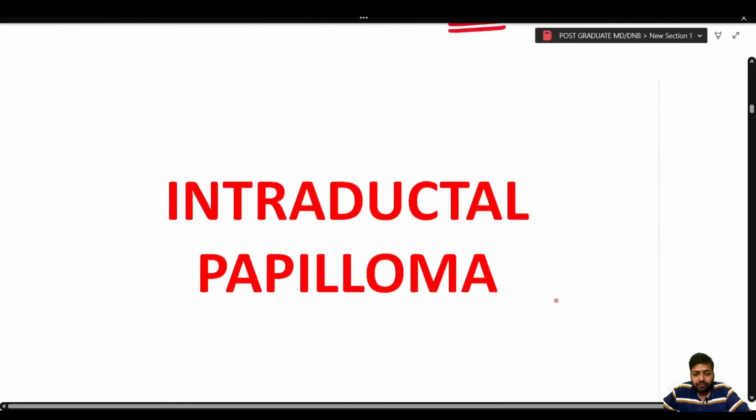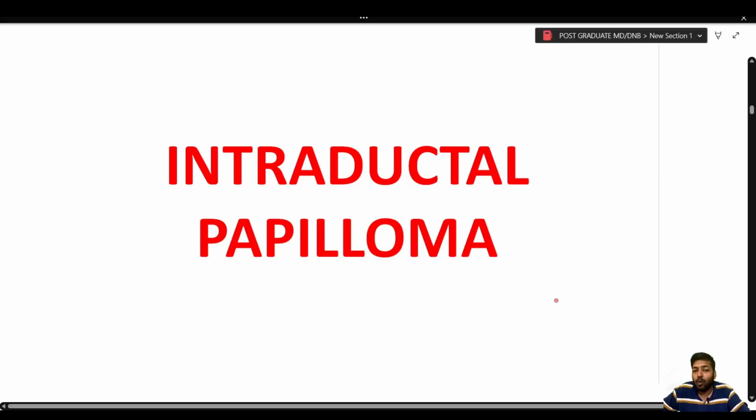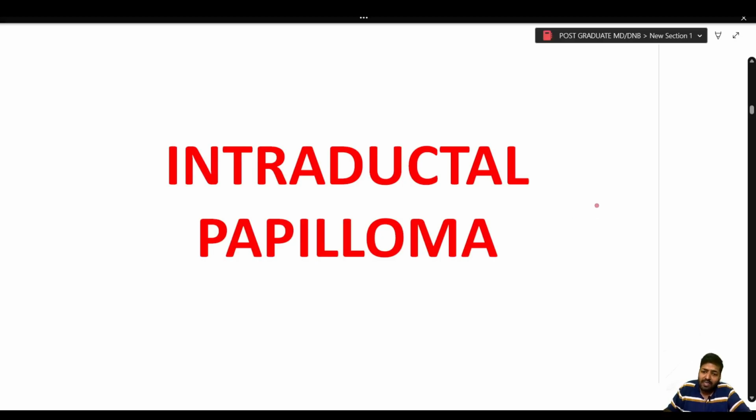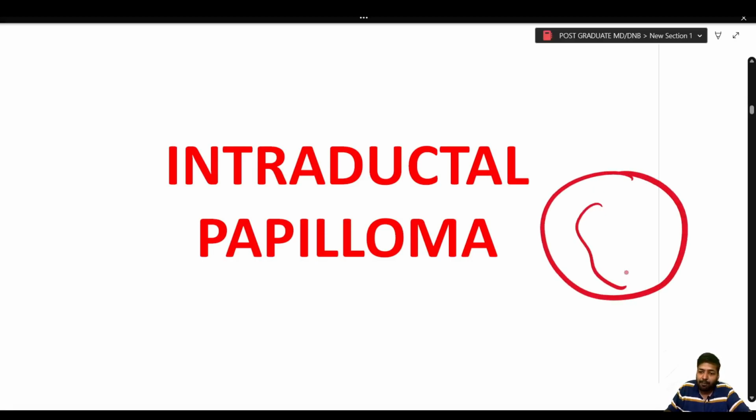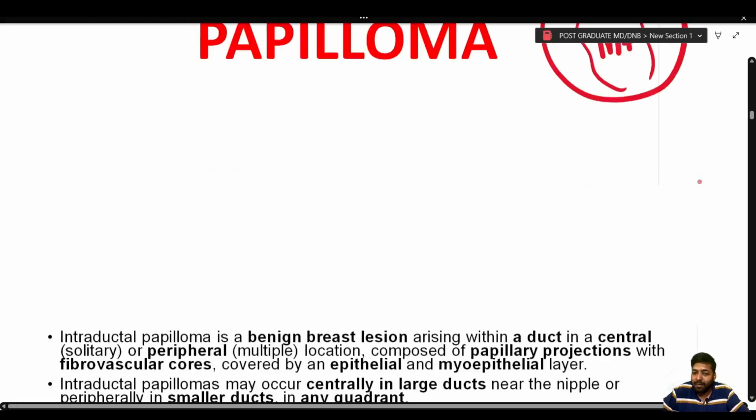So the first important lesion that we are going to discuss right now is intraductal papilloma. So we have already seen, if this is a lesion over here, this is a papilloma over here. The myoepithelial cells will be present both inside the lesion as well as in the periphery of the lesion. So at both the places, the myoepithelial cells will be present, and this is a completely benign entity.